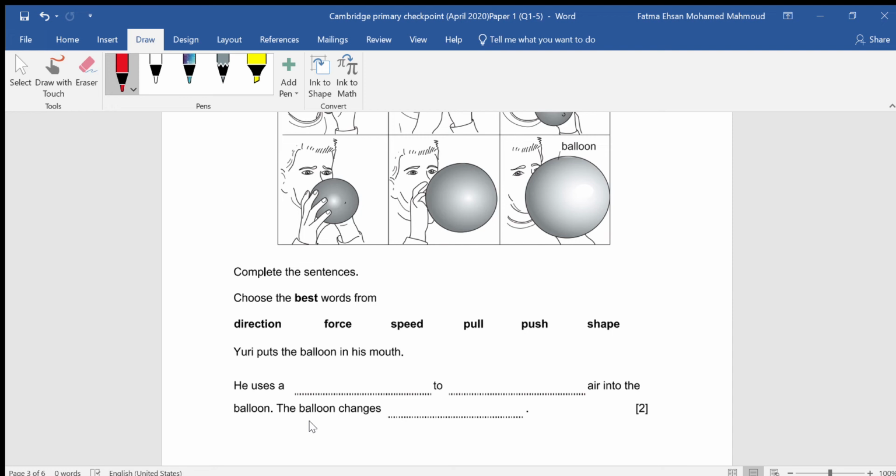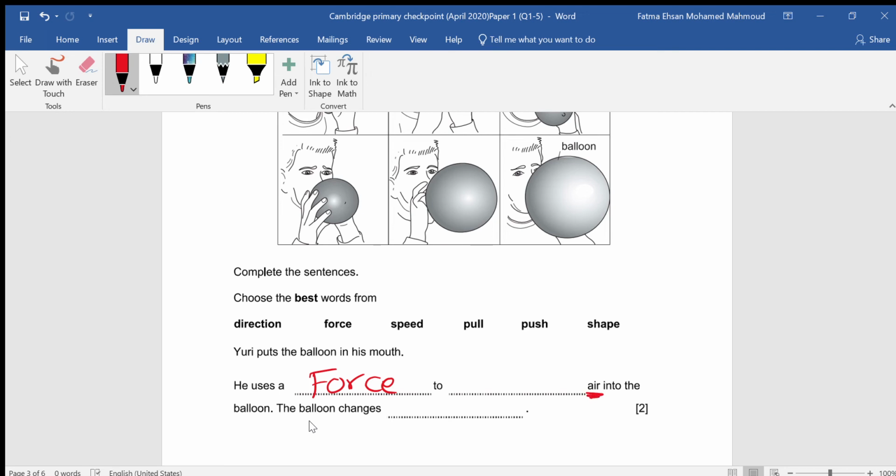Yuri puts the balloon in his mouth. Then he blows. He uses what? To what air into the balloon? The balloon changes what? So, which word could be put here? Yuri uses a force. Great job.